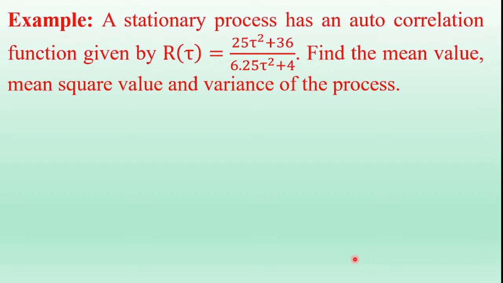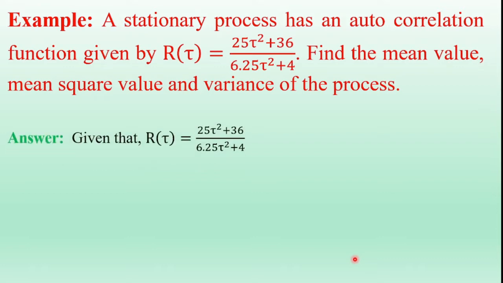In this video, I am going to discuss one more example of the mean value, mean square value and variance of the random process. Coming to the solution, given that the autocorrelation function R(tau) is equal to (25 tau square plus 36) by (6.25 tau square plus 4). So using properties of autocorrelation function, we can determine mean value, mean square value and variance of the random process.